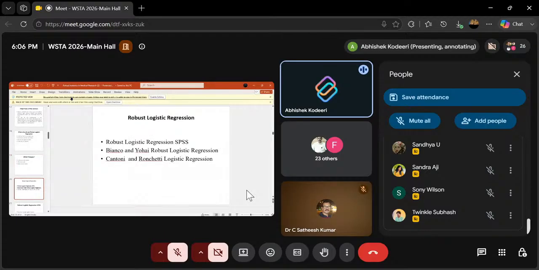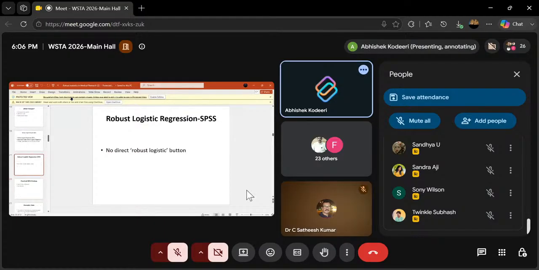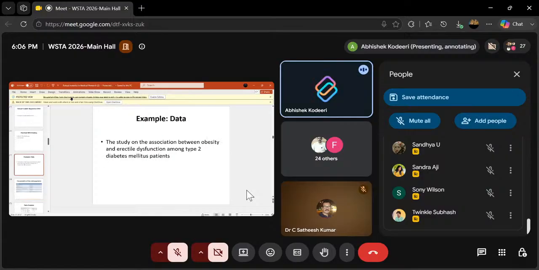Now, when you look into the literature on robust logistic regression, there are currently many ways. In today's presentation I wanted to highlight three methods. One is robust logistic regression, which anybody can do in SPSS. The second is Bianco and Yohai, from Argentina, who have suggested a method. The last is Cantoni and Ronchetti, from the University of Geneva, Switzerland, who also suggested a method. These are the three things I would like to address in today's session. But in SPSS there is no direct option available. So as a practical strategy, we have to detect the influential cases.